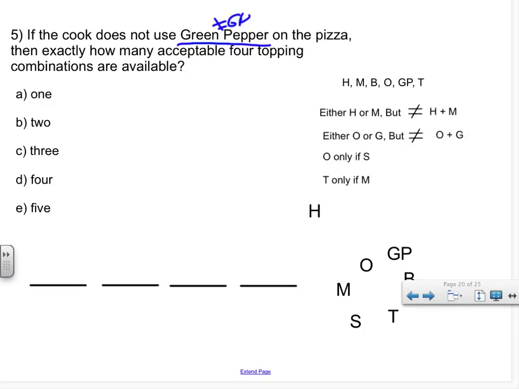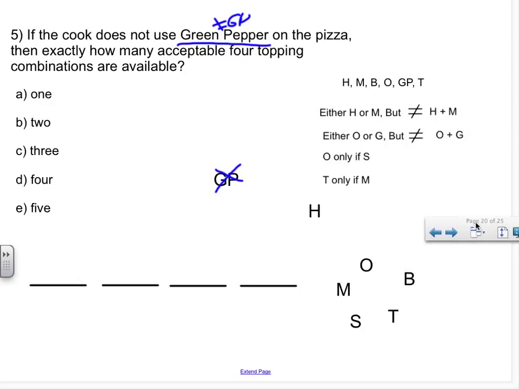So here I'm going to, similar to the last question, isolate green pepper and cross it out so I'm not tempted to use it. And then I'm going to make as many possible combinations as we can without breaking any of the 4 conditions. So, where should we start? Let's start with, I know that you need to use H or M. I know that we're forced to use O because G is over here.